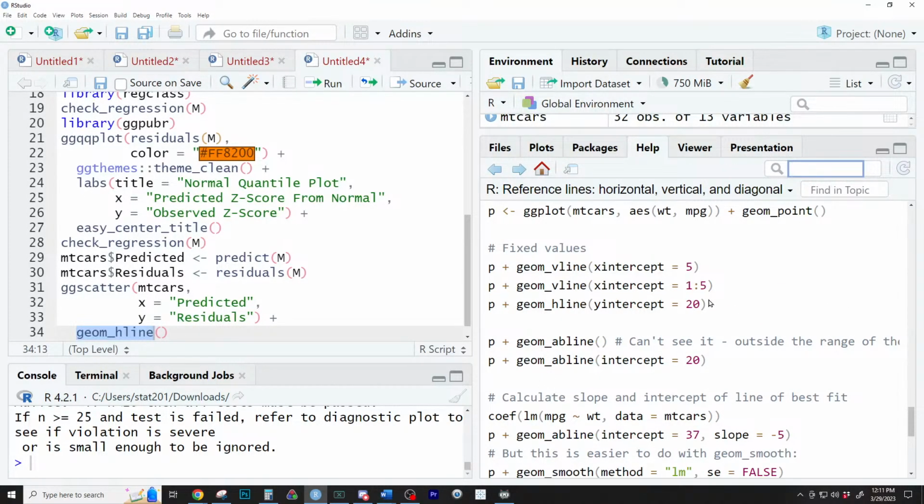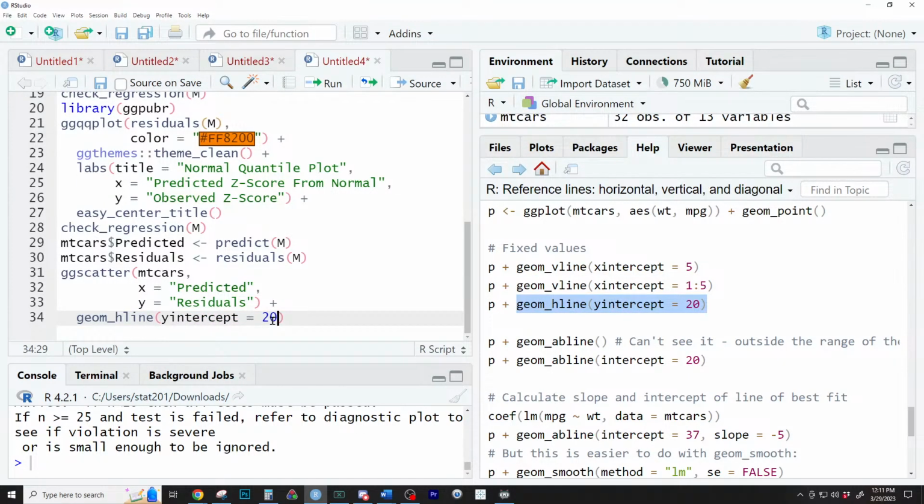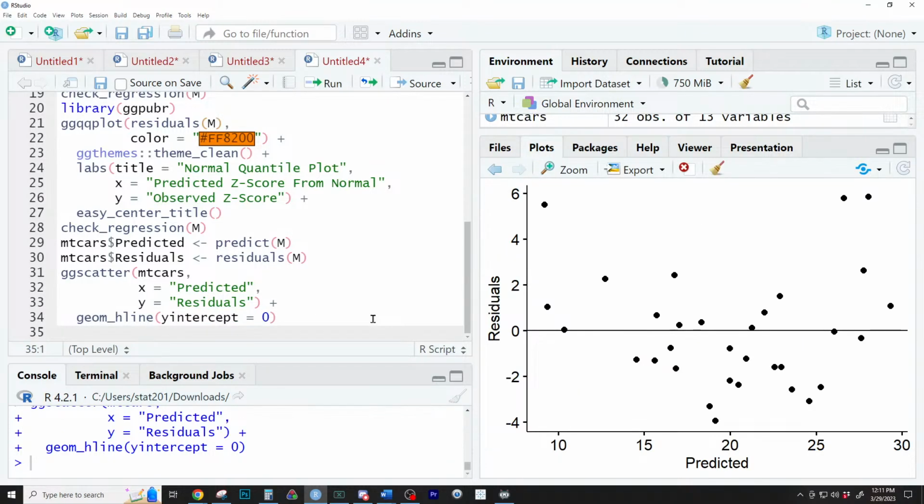You just add it on with geom_hline, and you have to do y-intercept. So the y-intercept is going to be equal to 0. And there we go. We've added the line. You can really see the curvature going through the model. It'd be great if we could plot that, but you'll notice inside of here there is the bend, especially towards the end. The line should be at the center around all points.